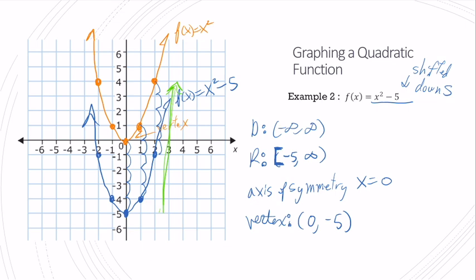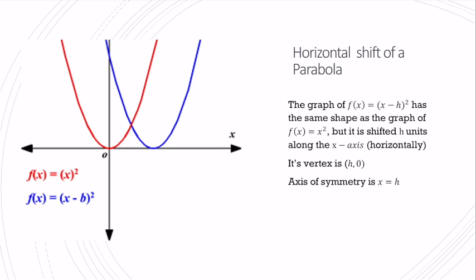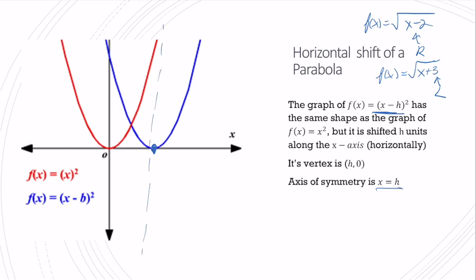For horizontal shifts, it's the same as when we were working with radicals. Before, the change would have to be under the radical symbol to shift it right or to shift it left. And it was the opposite of what we thought, right? The same is true here. So now it's got to be within that square because our function is the square, not the square root. So what's going to change is my vertex. If I shift, my vertex is going to change. And my axis of symmetry is going to change as well because our axis of symmetry goes through that vertex.